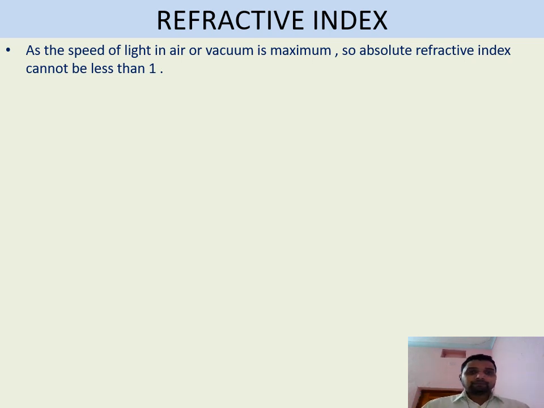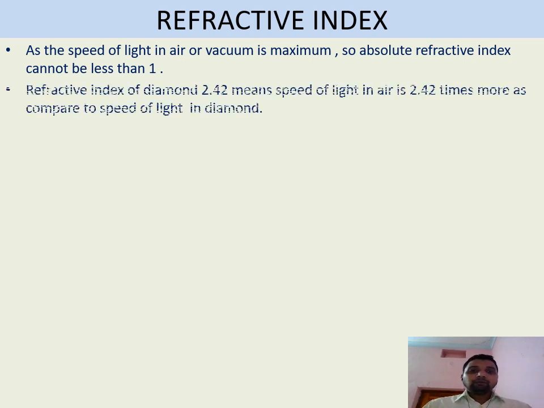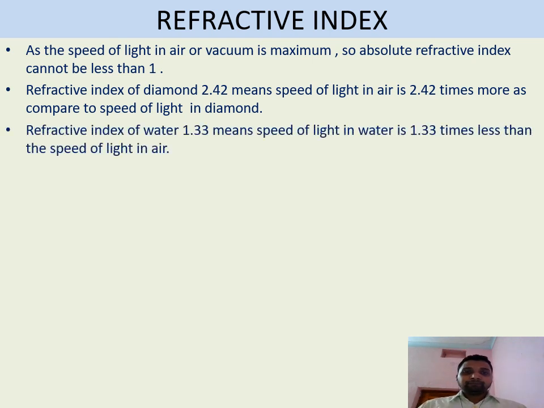Next, here you can see one more thing. The refractive index of diamond is 2.42. What does this statement mean? That means the speed of light in diamond is 2.42 times less compared to the speed of light in air. Or in other terms, we can say the speed of light in air is 2.42 times more compared to the speed of light in diamond.